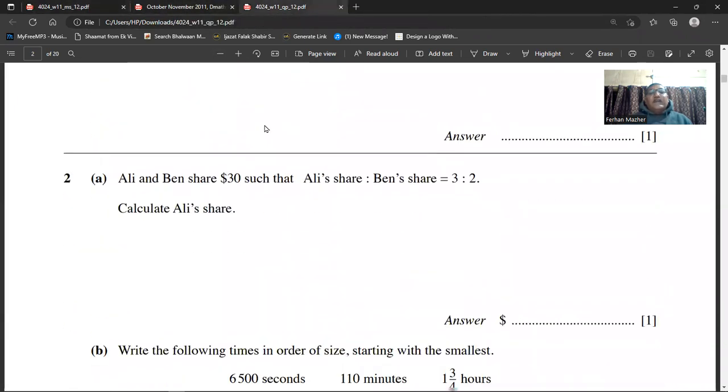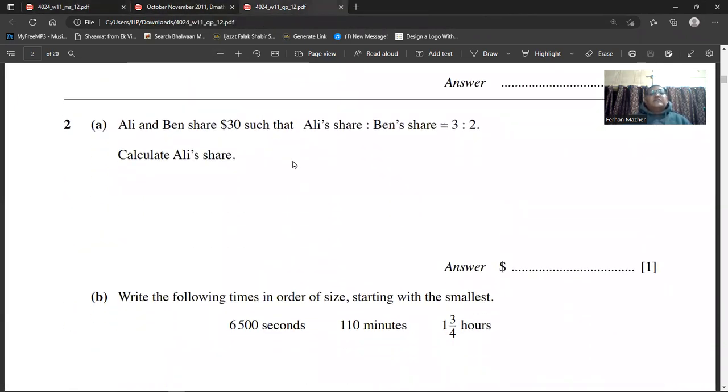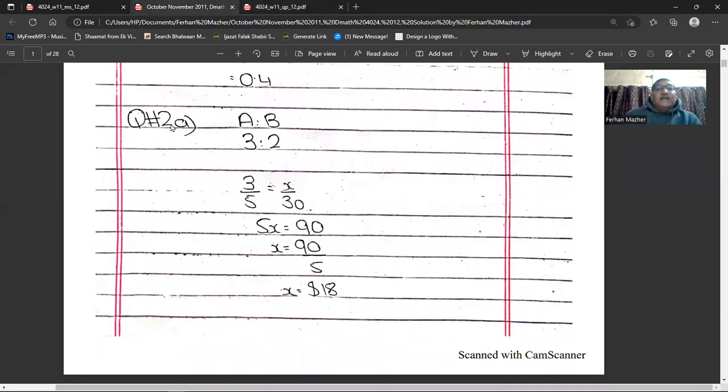So we are going to the next question. It says Ali and Ben share $30 such that Ali's share to Ben's share is in the ratio 3:2. So calculate Ali's share. Very simple. What will be the sum of the ratio? That will be 3 plus 2, that will be 5. Ali's share out of that 5 is 3. So 3 by 5 of the total money is what Ali gets.